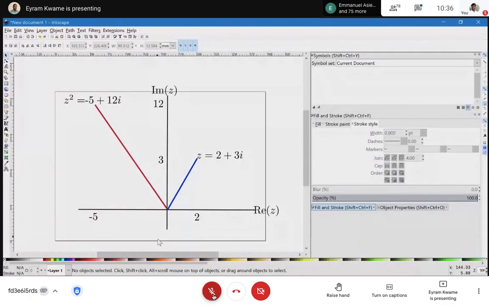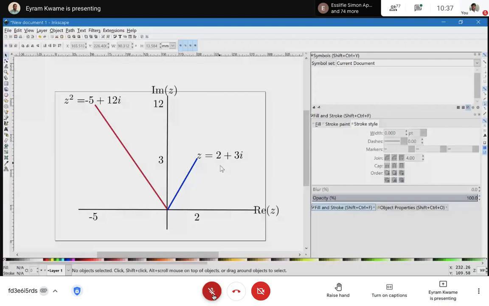What can you see between the blue line and the red line? The red line is longer than the blue line. So it means that the magnitude of z squared is larger than the magnitude of z. And then what else? We said something similar. How is it making a difference now?